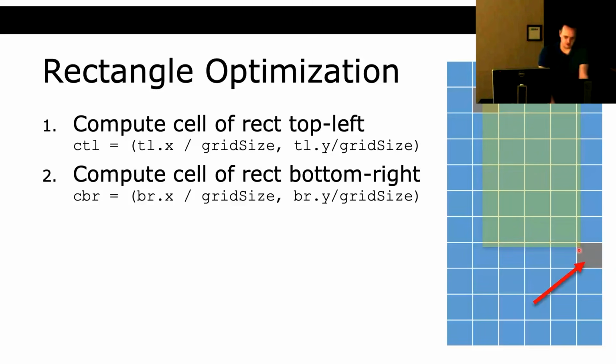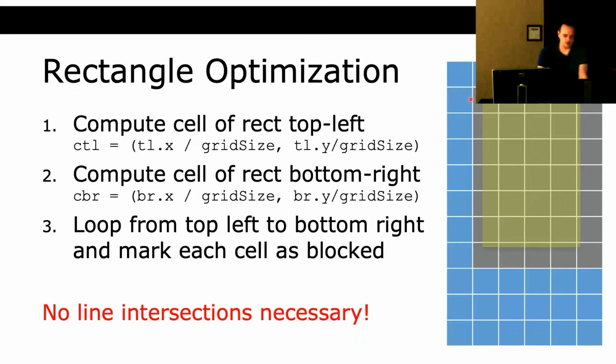And then, because I know that these are straight lines, all I need to do is loop from the top left grid cell over the X's and the Y's and mark all of these as blocked. Okay, so hopefully you can see how easy that is now, right?